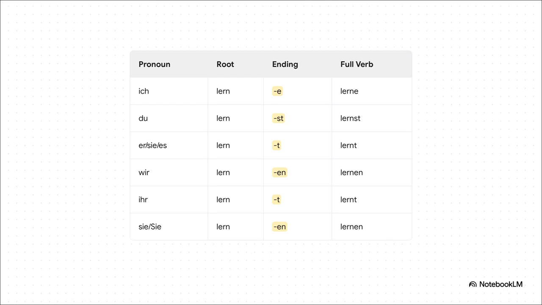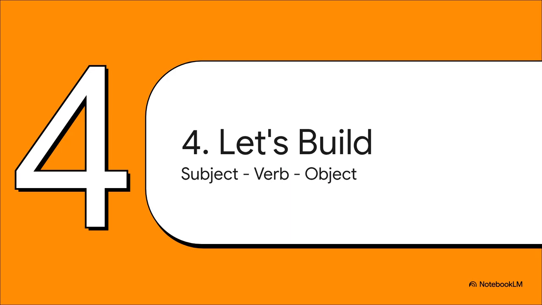And here is that pattern in action. Just watch how these endings click right onto our verb root, lern, depending on who's doing the action. Ich gets an e and becomes lerne. Du gets an st, so you have lernst. Wir gets an en, which, hey, is the same as the infinitive. See, it's a predictable system. Okay, we've got our materials, we've got our tools, and now we understand the blueprint. It is time for construction.